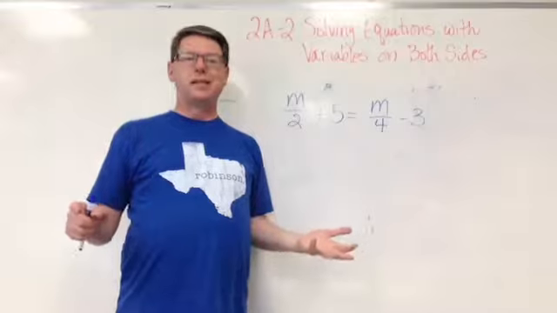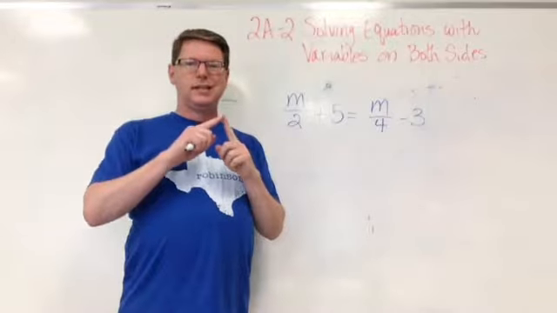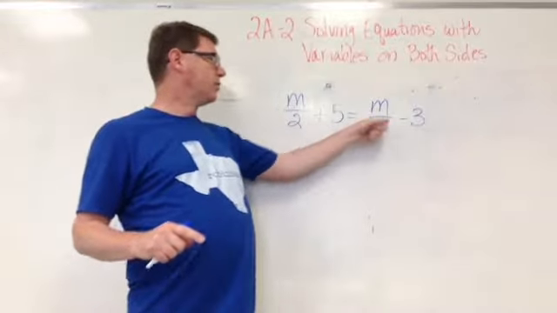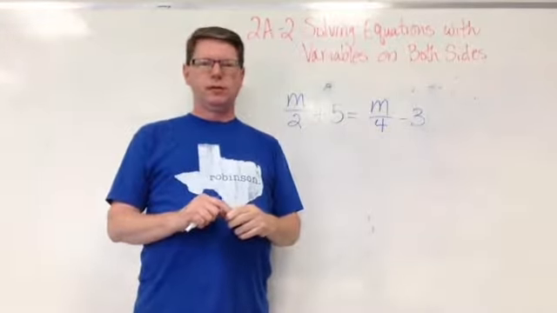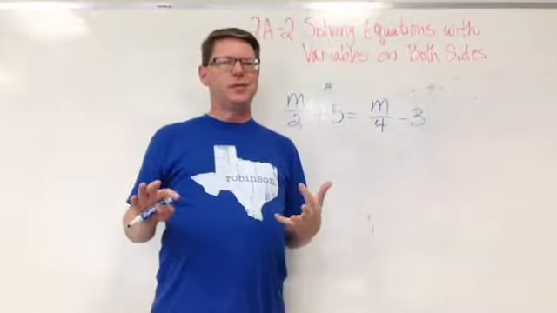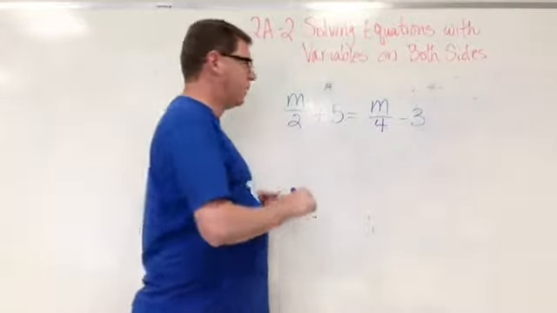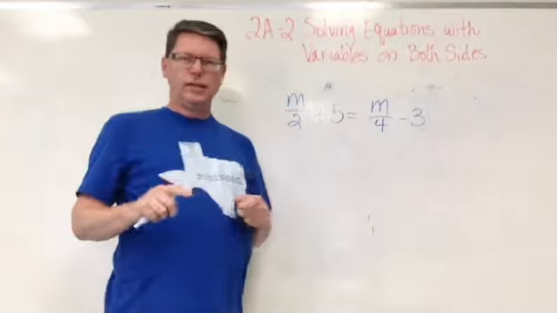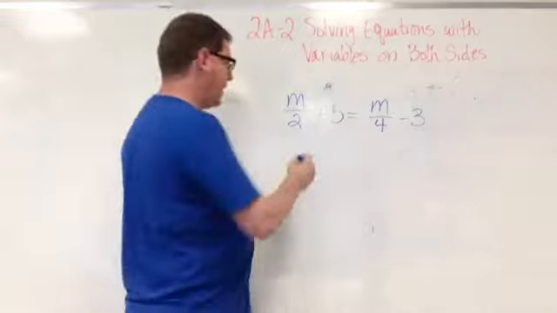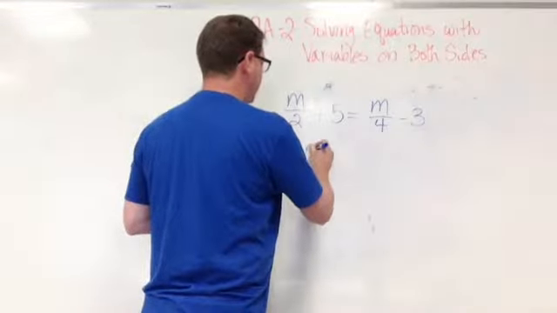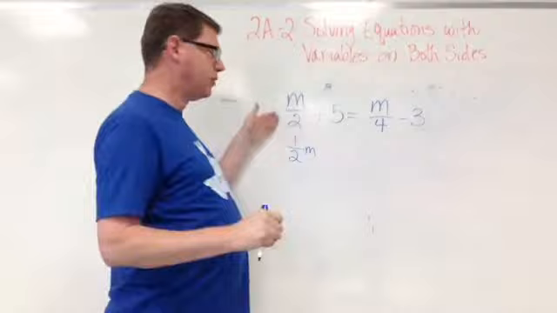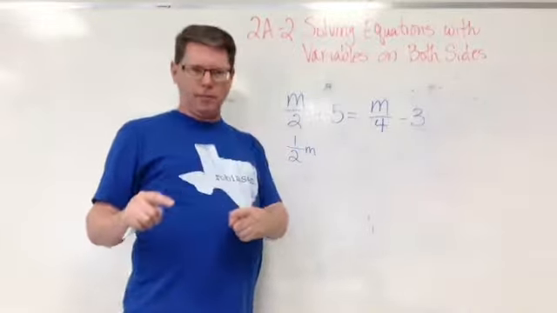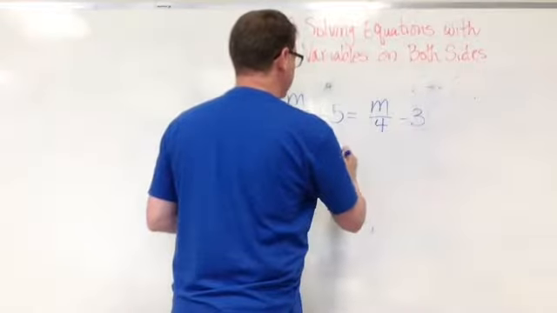So here's our next example of solving an equation with variables on both sides. m over 2 plus 5 equals m over 4 minus 3. Now this one is a little bit tricky, okay? Because there's really something we've got to do here. m over 2 is the same thing as 1/2 m. And you might want to rewrite it, instead of m over 2, as 1/2 m plus 5 equals.